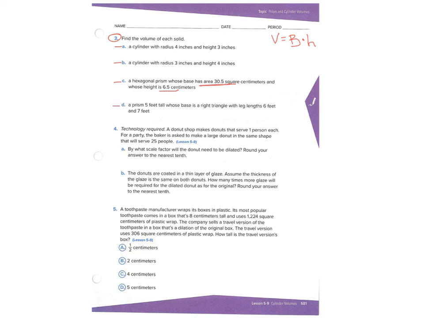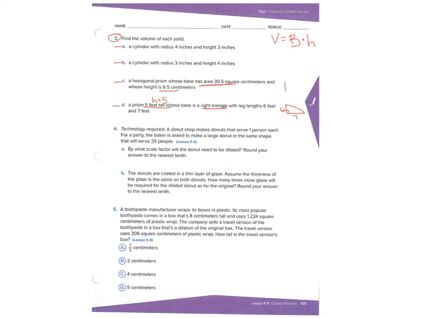Now, D is different. It says it's a prism, and it tells you how tall it is. So my H is 5. It says the base is a right triangle with legs 6 and 7. In other words, if I wanted to sketch this, I could sketch a right triangle with legs that are 6 and 7. Notice they didn't say the hypotenuse was 6 or 7. They said the legs. So remember, when I do the area of a triangle, my base and height have to be perpendicular. These legs are perpendicular. So that would be the base and the height of my triangle.